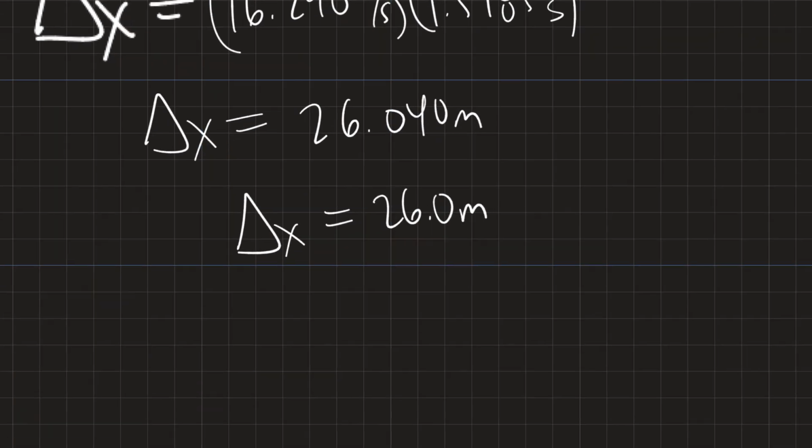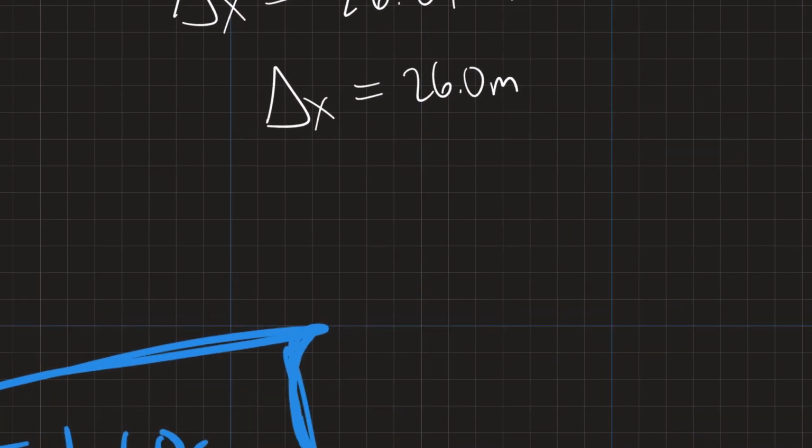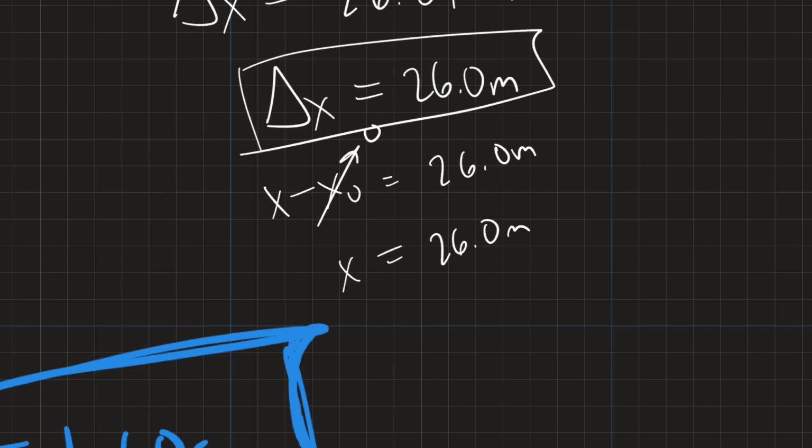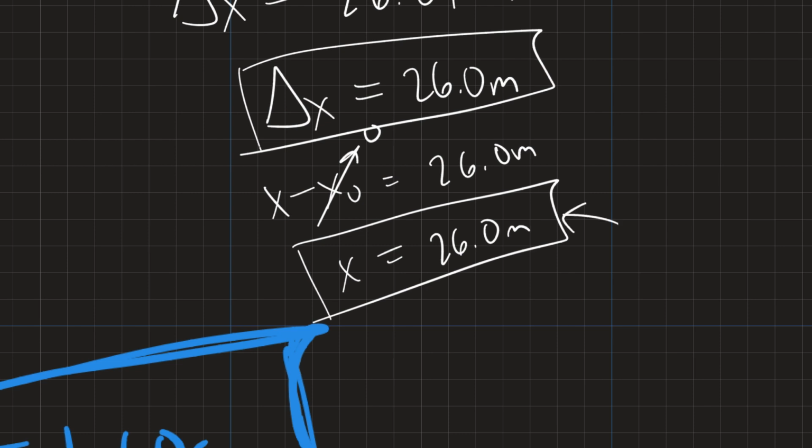Now, if you thought, maybe we really just want x, that would be fine. You could do x minus x naught equals 26.0 meters. The x naught is 0, so x is 26.0 meters. Either way you wanted to write this, I would accept. So there you go. That's it. It's going to take 1.60 seconds, and it's going to land 26 meters out.